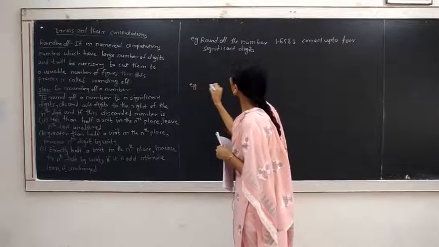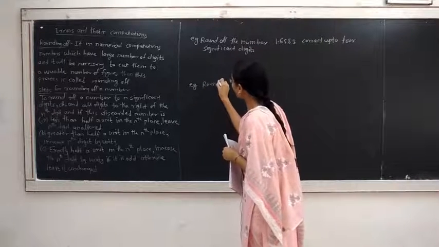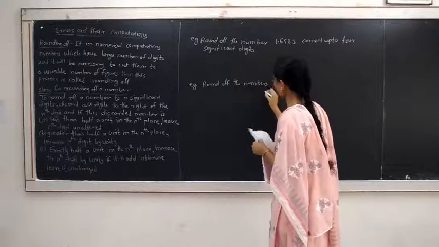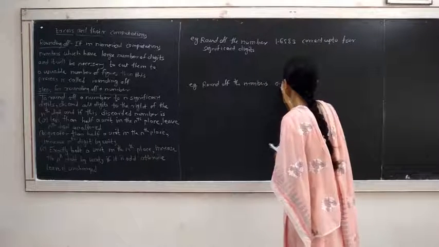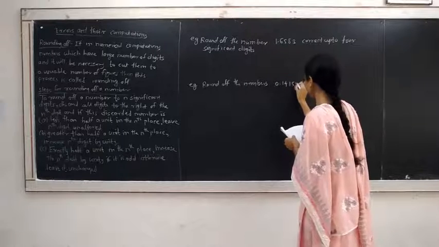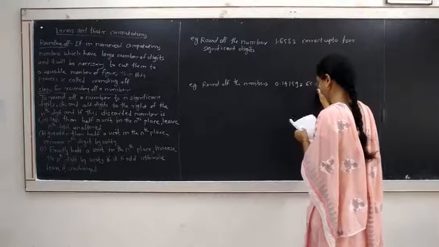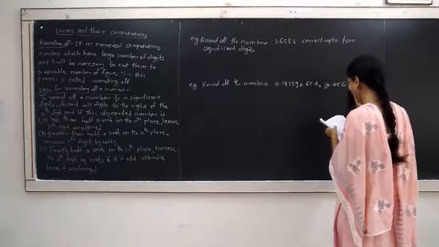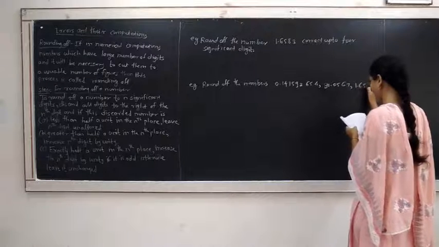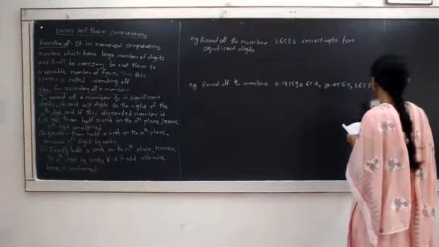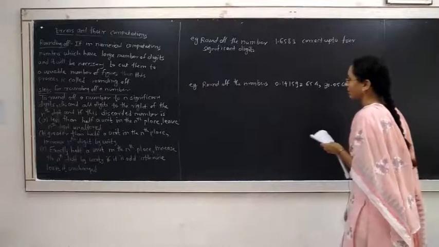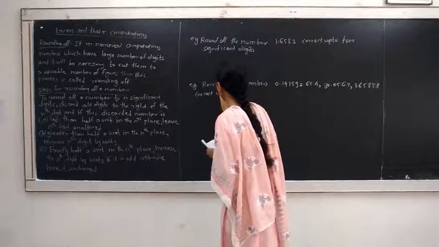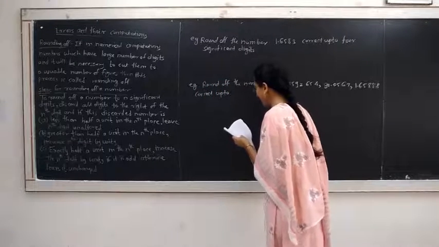The next example is the same: round off the numbers 0.14, 1592, 654, then 30.0567, the last number is 1.65887, correct up to 5 significant digits.